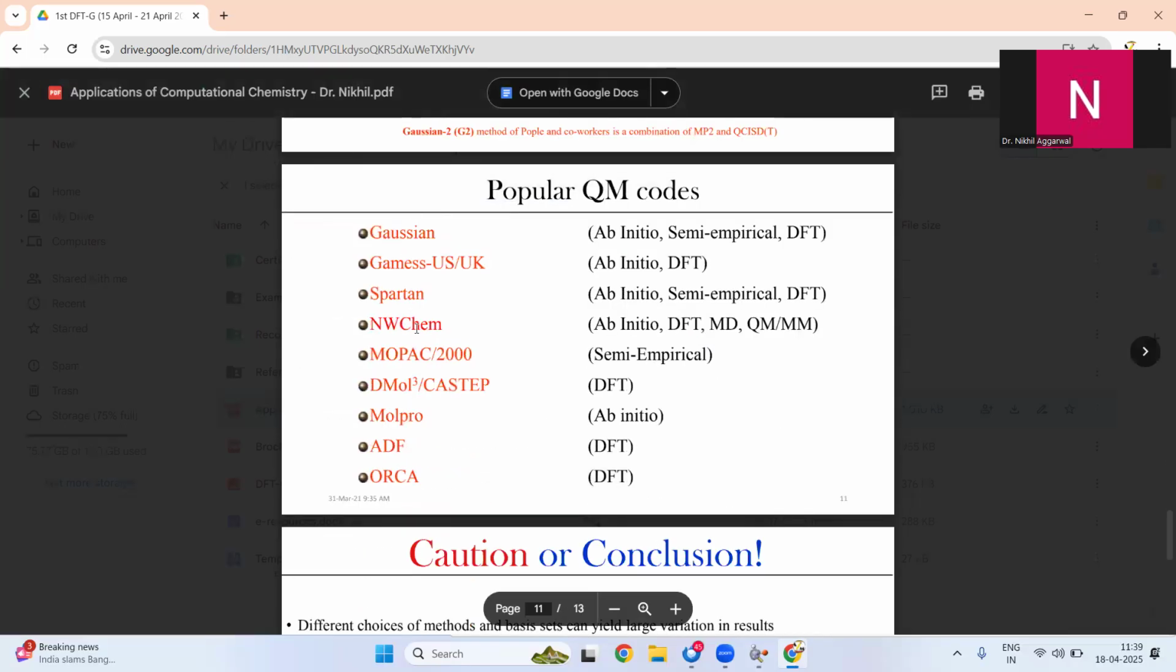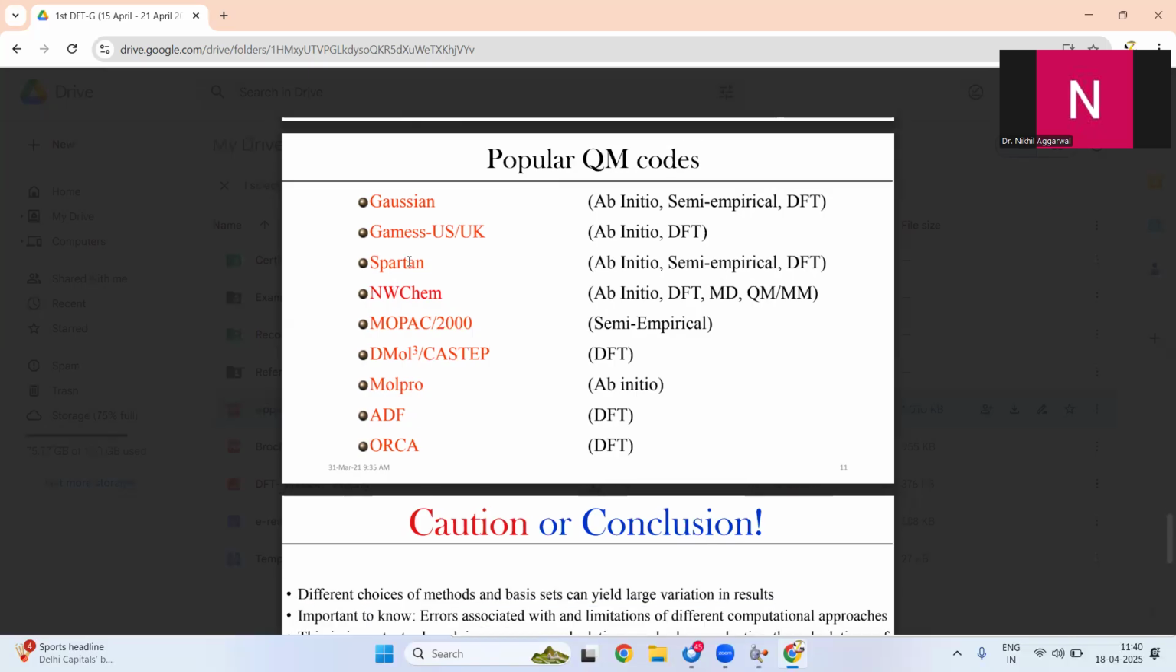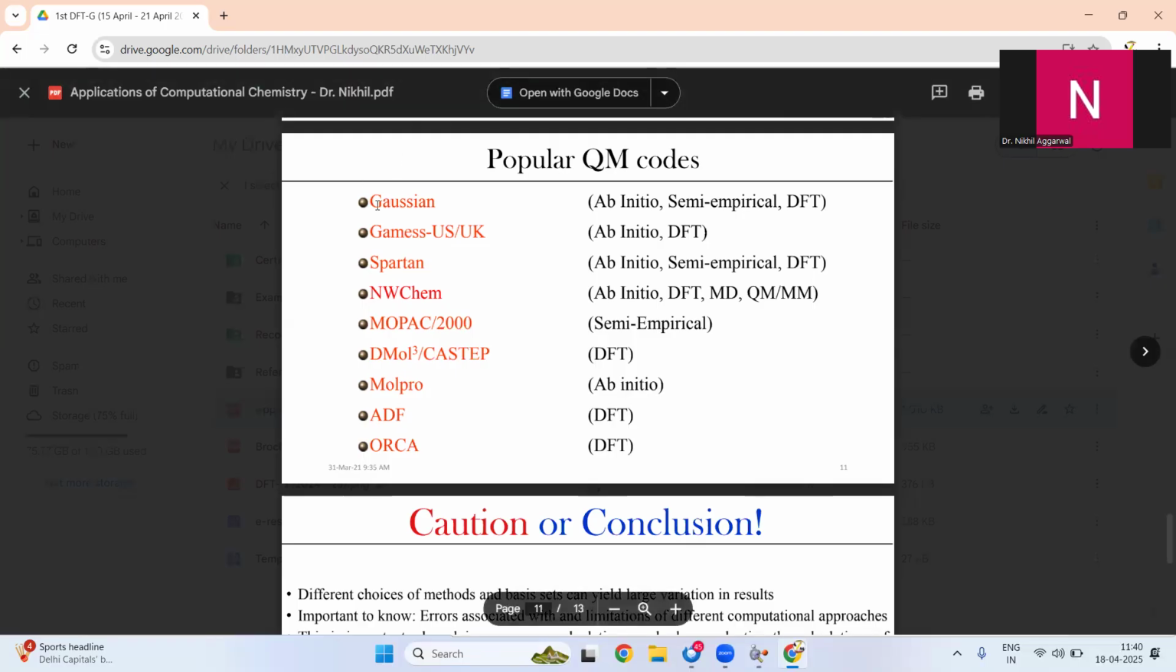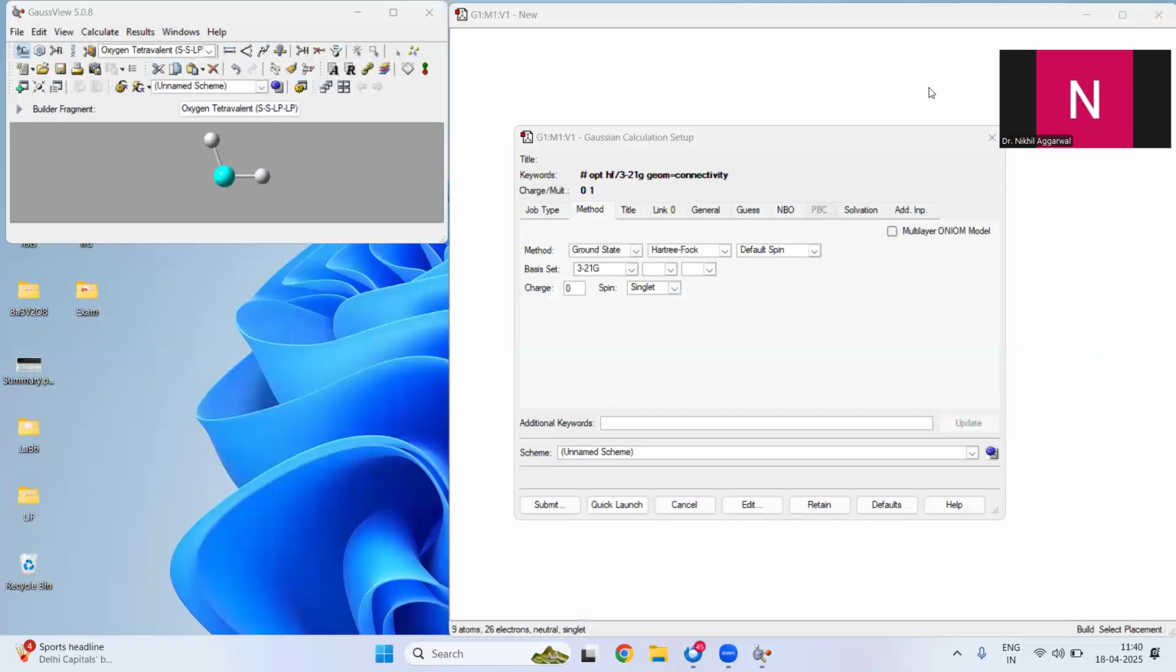There are a few more software packages which you can use other than Gaussian. I think GAMESS is free, Spartan, NWChem free. The remaining software packages are mostly free, but they have a limitation: they are not easy to operate. They don't have a graphical user interface, so the majority of researchers prefer Gaussian. Now I'll close this and come back to the calculation type.